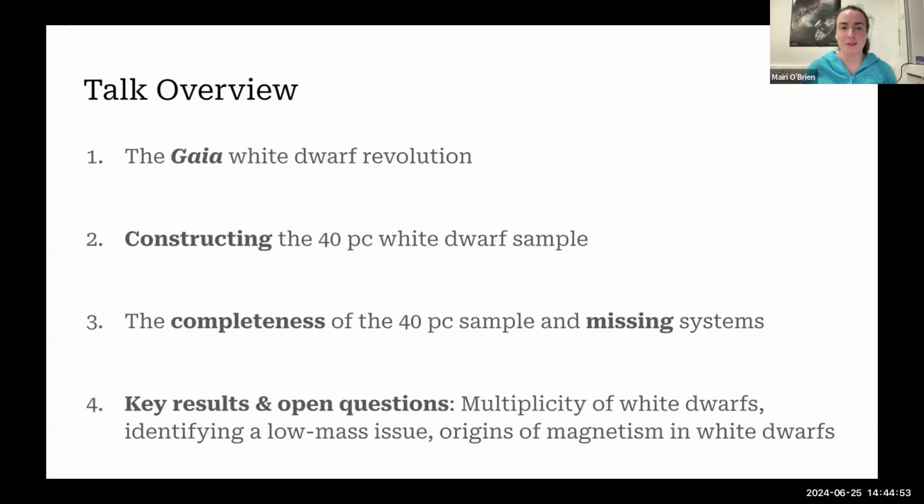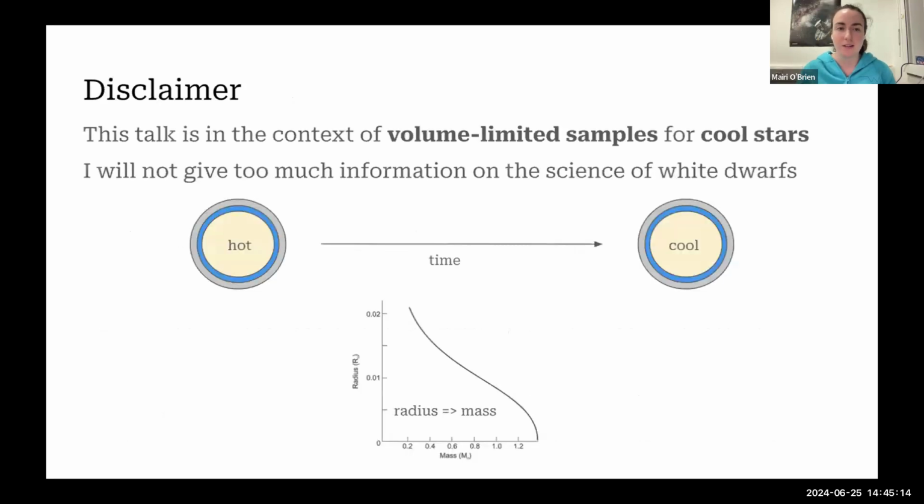So as an overview, I'm going to talk about how Gaia has revolutionized our ability to find white dwarfs, how we went about constructing the 40 parsec white dwarf sample and the completeness of the sample and missing systems as well. And then I'm briefly going to cover some of the key results from the 40 parsec sample and some open questions that we could maybe discuss in the breakout sessions later.